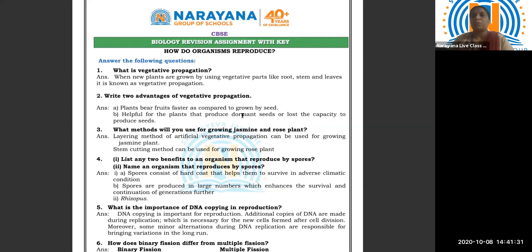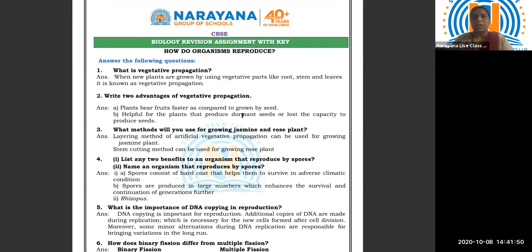The growth is faster. Then third question, what methods will you use for growing jasmine and rose plant? Layering method of artificial vegetative propagation can be used for growing jasmine plant. Then stem cutting method can be used for growing rose plant. So layering as well as stem cutting.